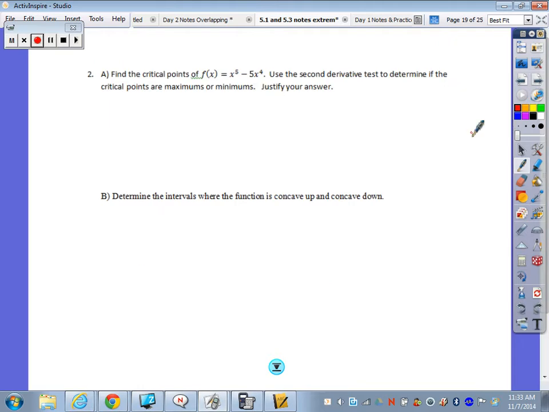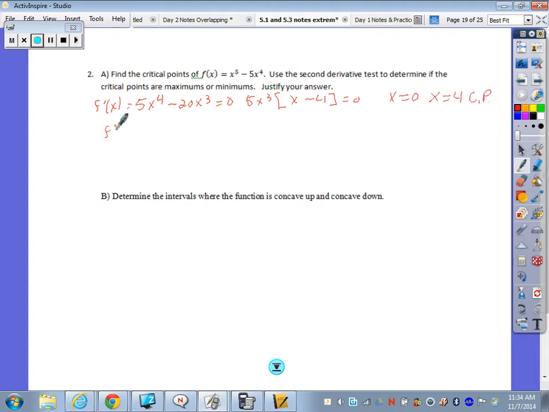Okay, so the second example, find the critical points of x to the fifth minus 5x to the 4 using the second derivative test and justify your answer. So you might want to pause and try this first before you watch it to make sure you understand it. But if you try this, we first, again, take the first derivative. So I get 5x to the 4th minus 20x cubed, and I set it equal to 0 to get my critical points. So I'm going to factor out a 5x cubed, and I get x minus 4. And then x is 0 and x is 4. Those are my 2 critical points.